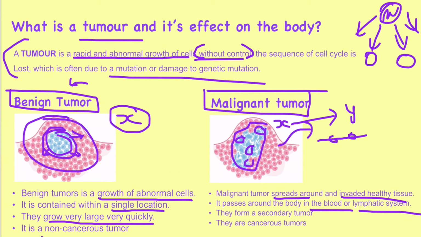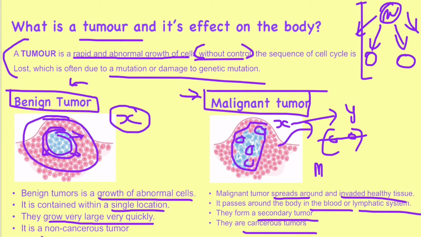Once these cells have lodged themselves in Y, as we know tumours do, they will divide very, very rapidly without control via mitosis, and this will cause what we know to be a secondary tumour. Unlike the benign tumour, the malignant tumour is a cancerous tumour. So when we're talking about cancer in the body, we're usually referring to a malignant tumour. So overall, benign tumours stay in a certain tissue, and a malignant tumour will go from one tissue to another and invade healthy tissues, and this is a process known as metastasis.